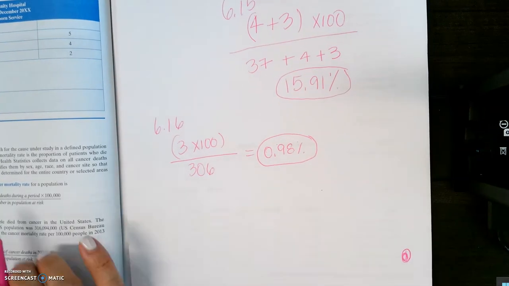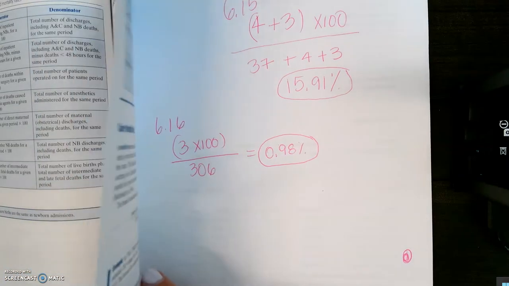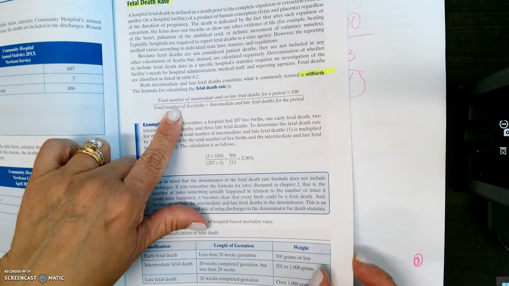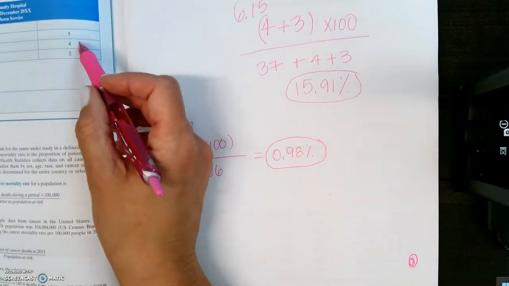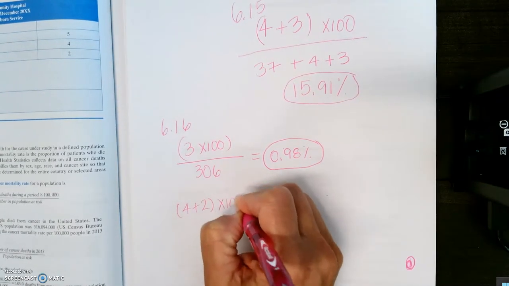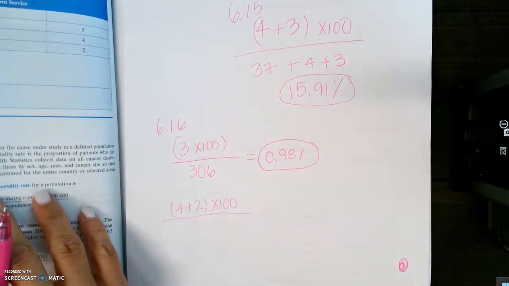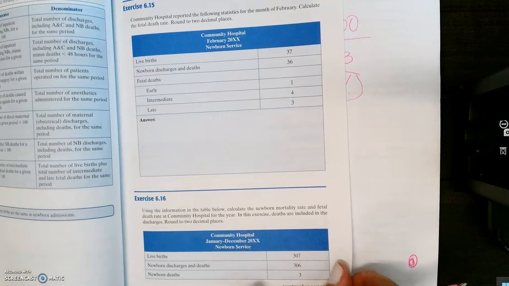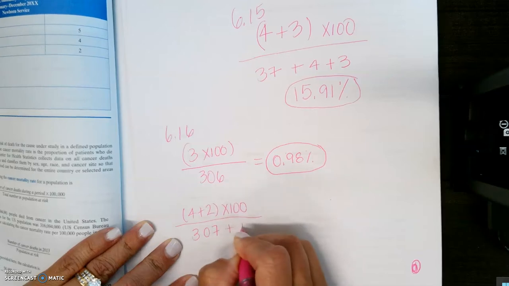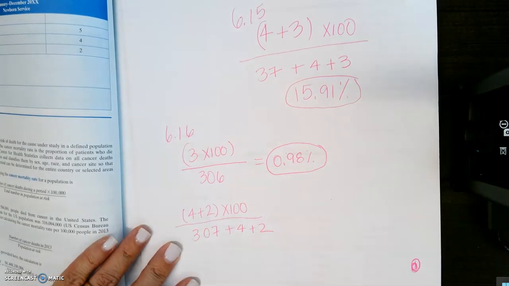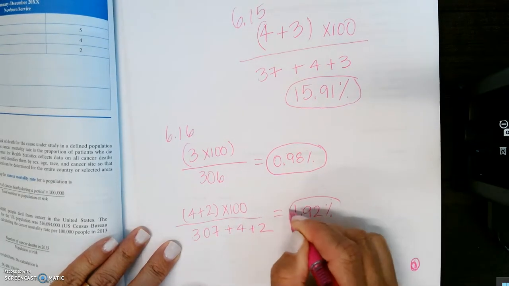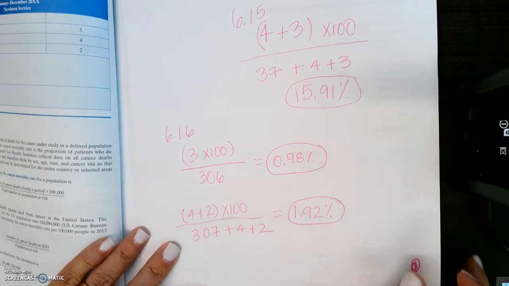The second one asked us to calculate the fetal death rate. For the fetal death rate, it's right here: total number of intermediate and late fetal deaths for a period. So intermediate and late fetal deaths, 4 plus 2, multiplied by 100 over our live births, 37, plus intermediate and late fetal deaths. So that's how it's set up. Hopefully you've got 1.92%.